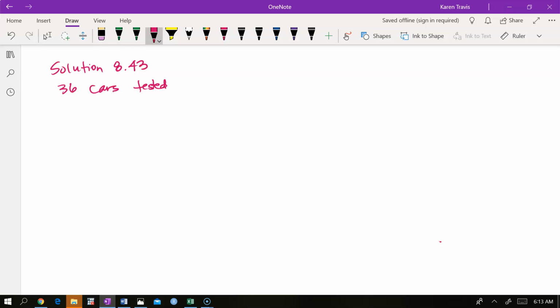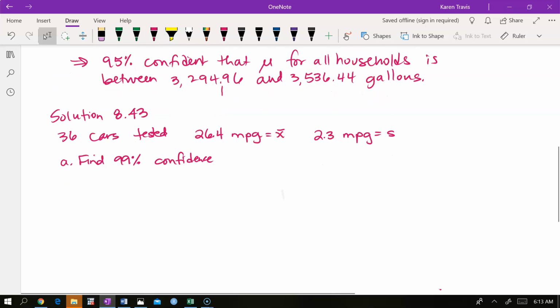And they have a mean of 26.4 miles per gallon. And this is the sample mean because it's from our 36 cars, with a standard deviation of 2.3 miles per gallon, which is also from those 36 cars, so that is our sample standard deviation. It says find a 99% confidence interval for the population mean.